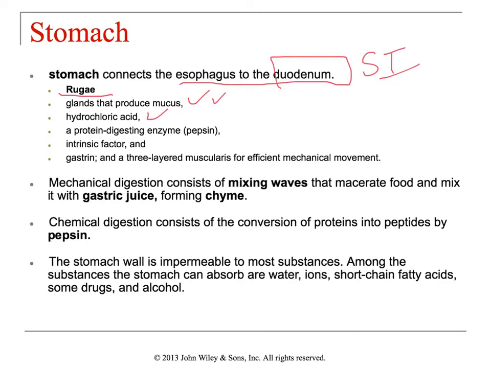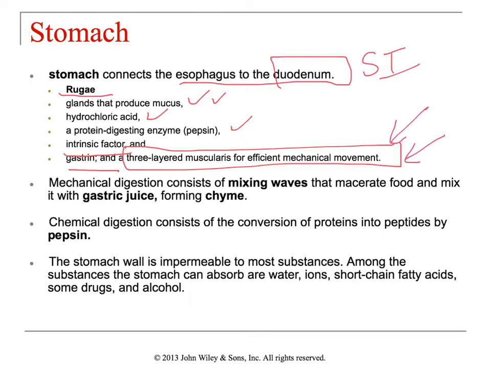The stomach also releases an enzyme called pepsin, which is going to break down proteins. It releases a compound called intrinsic factor, and it also releases gastrin. It has 3 muscle layers. That makes it a little different from the intestines and the esophagus, because they only have 2 muscle layers. The stomach has 3. Now, you can live without a stomach. The stomach is not absolutely necessary.